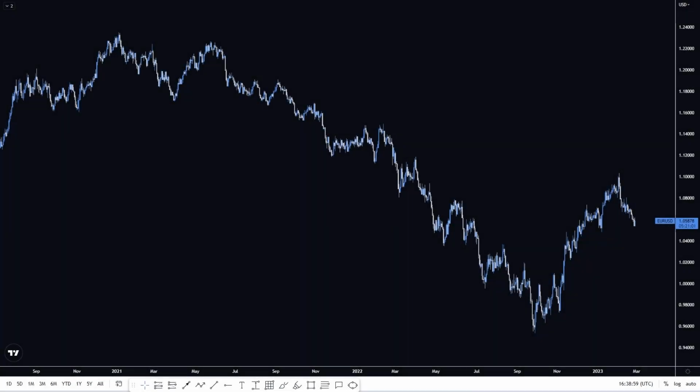Okay, so here on the chart I've got the daily time frame. Now, what I'm going to do is explain how this concept of ascending and descending channels can actually be represented on the charts.